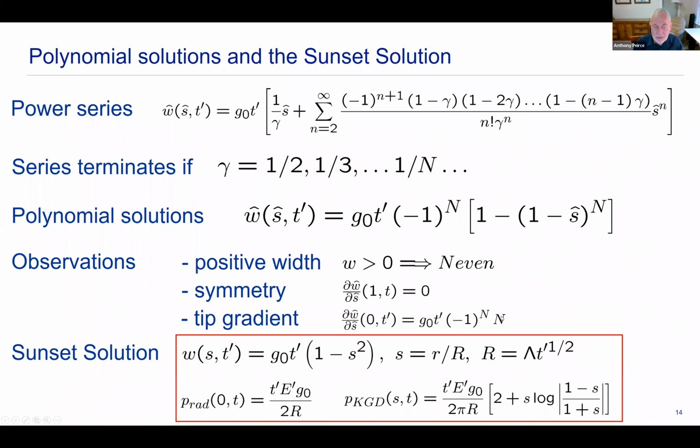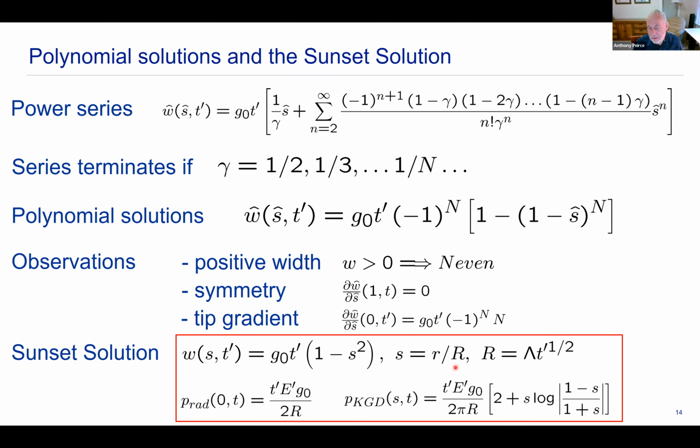And ultimately, we'll see that the solution that really is the most important one is the case when n equals 2. This is what we call the sunset solution. It has this embarrassingly simple form. It's just a quadratic, a parabola. These are the scale coordinates. When n equals 2, gamma's a half. So that gives us that.